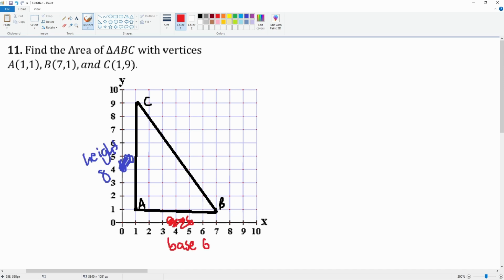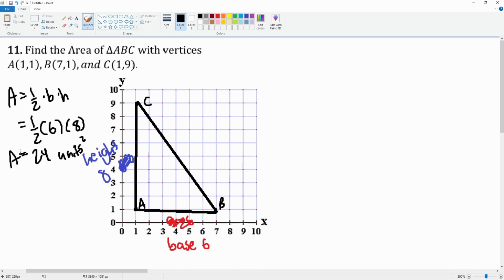to 6, because the reason why is because the formula of area is going to be 1/2 base times height. So it's going to be 1/2 base is 6 times 8. So 1/2 times 6 is 3 times 8 is 24 units squared. That would be the area of this triangle.